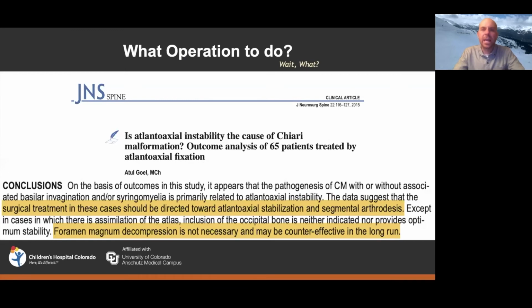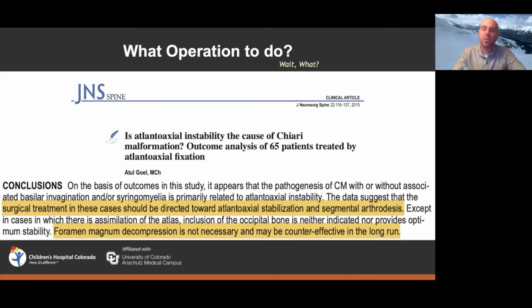So this gets into kind of that last thing about what operation you're going to do. Atul Goel is a very well-known, really well-respected neurosurgeon in India, and he does a lot of complex craniocervical work. He does a lot of upper cervical fusions. And he posited in 2015 that actually all Chiaris are in fact just the body's response to some kind of occult instability at C1, C2. And therefore, every patient with a Chiari should not have a posterior fossa decompression, but instead should have a C1-2 fusion. So for people who aren't totally familiar with that, that's a great operation when you need it.